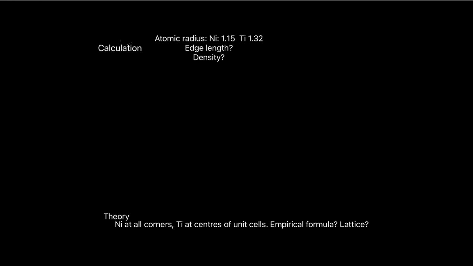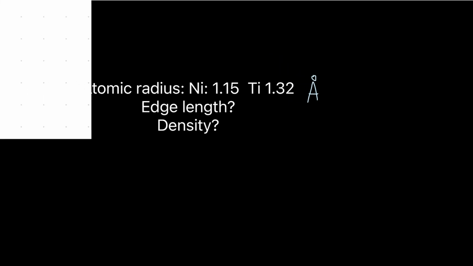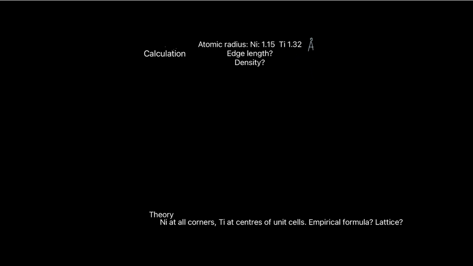Today we're going to tackle a cubic lattice question. We have nickel at all the corners of this cubic lattice, and Ti at the center of unit cells. What's the empirical formula? What's the lattice shape? And then we have to do the calculation with this given atomic radius in this unit, and find the edge length and the density. So we're going to do it all.